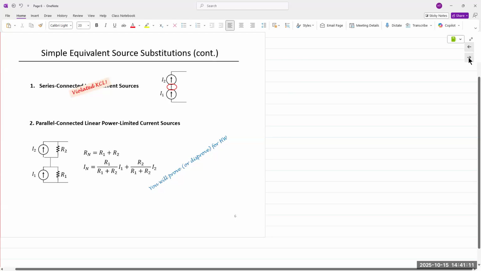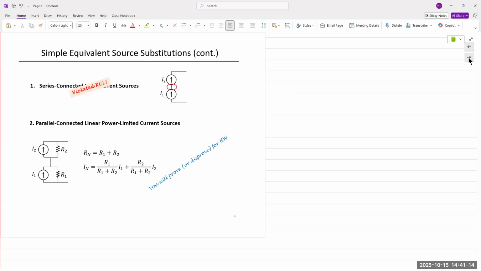All right. If we have the same thing with series connected current sources, if you have two ideal sources connected in series, well, we would not be able to apply KCL. Ideal sources would not work. At this node, KCL will not work. One current entering would not equal the other current leaving, and so KCL is violated. But again, fortunately, we're not looking at ideal current sources.